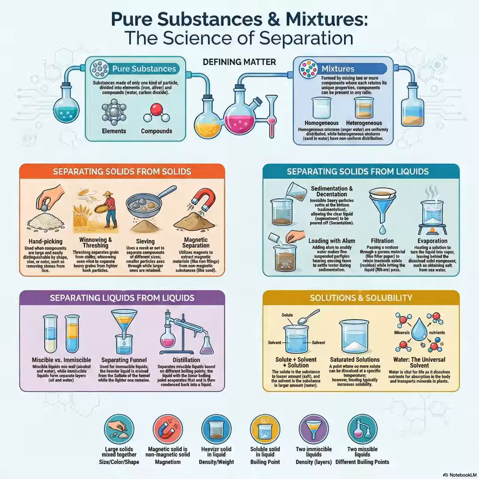Section 3, the toolkit of separation. Why do we even need to separate things? Civilization is basically built on separation. We separate metal from rock to make tools. We separate grain from husk to make food. We separate medicine from poisonous plants. It's all about isolating the variable you want.